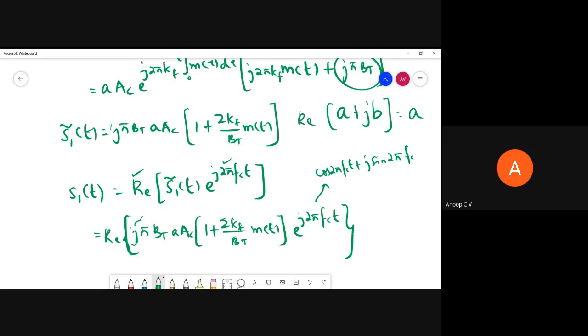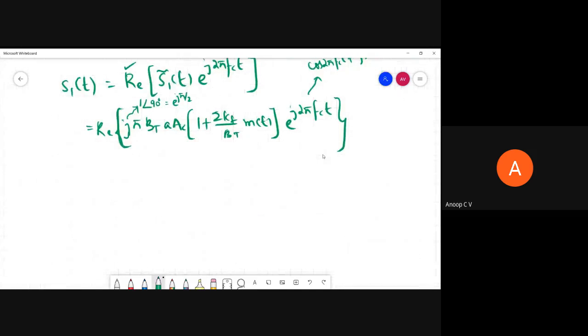Also one thing, multiplication with j is equivalent to a phase shift of 90 degrees, or a phase shift of e power j pi by 2. So multiplication by j, you can replace with e power j pi by 2. It's equivalent to a phase shift of pi by 2. With these two ideas, we can get back s1 of t.